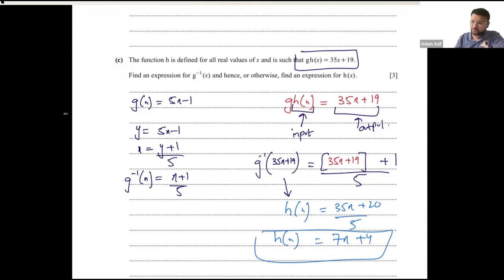अब्दुल्ला मैं वापस से रिपीट कर रहा हूँ. Function h is defined for all values of x such that gh of x का function given है, that's a composite function. Find an expression for g inverse. g inverse का function कैसे find करते हैं? नहीं, inverse function find करना है.